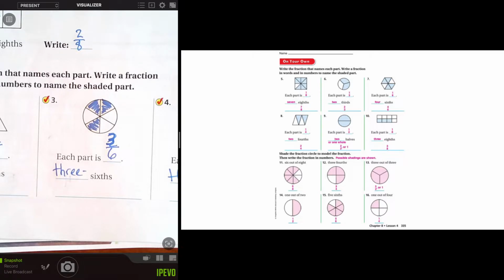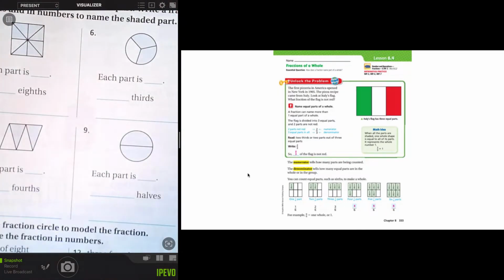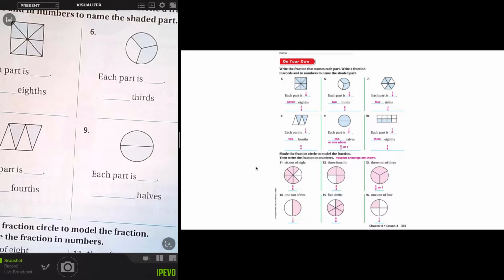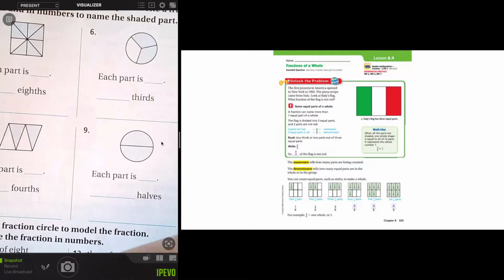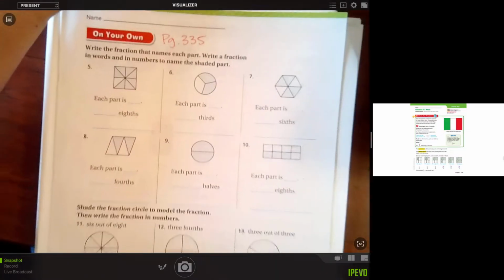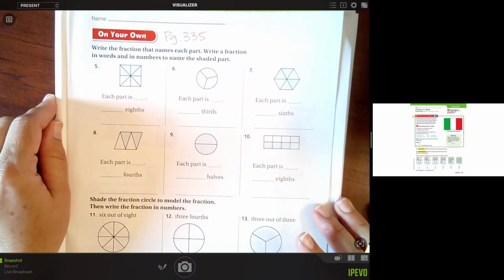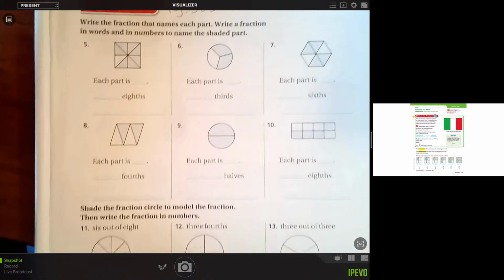All right. Oh, I'm showing you the next page. Yikes, a lot. All right. We're going to go to the on your own. You guys got a sneak peek. Did I do that right? Yeah. On your own. Okay. Sneak peek. I want you guys to try these. Okay. Pause your video, do your work, and then check.